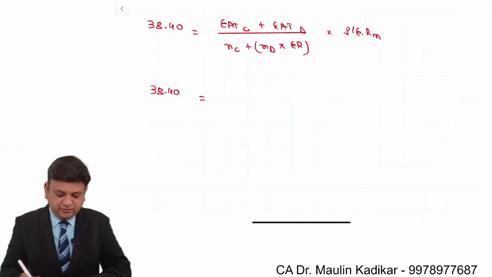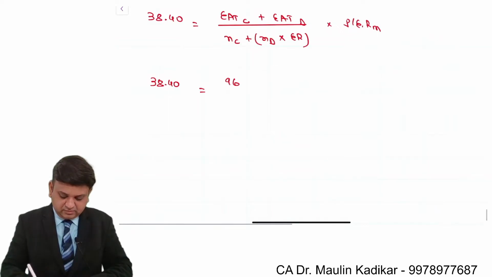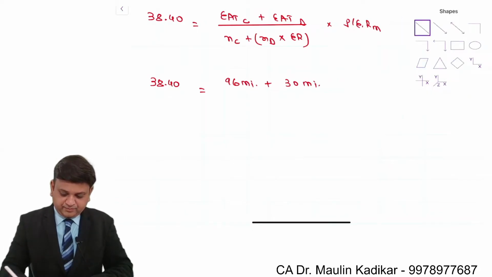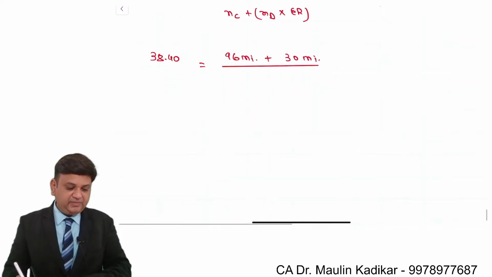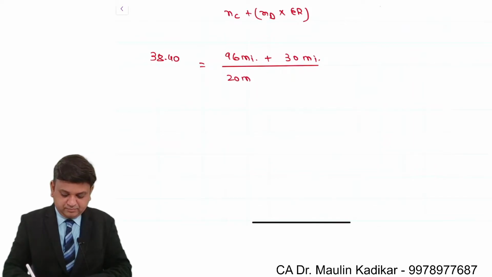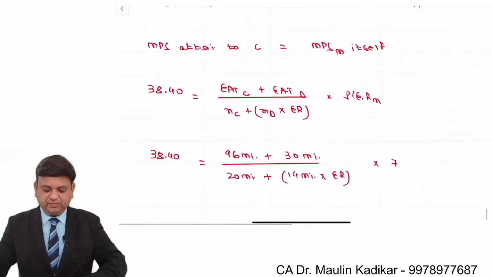So 38.4 is equal to earning after taxes of C, which is 96 million, plus earning after taxes of D, which is 30 million, divided by number of shares of C, provided as 20 million, plus number of shares of D, which is 14 million, into exchange ratio. Whole into the price earning ratio of the merged firm, which is 7. Accordingly, exchange ratio will be found as the balancing figure.